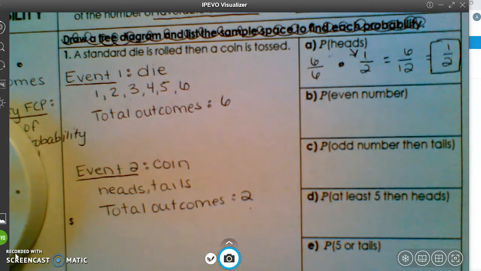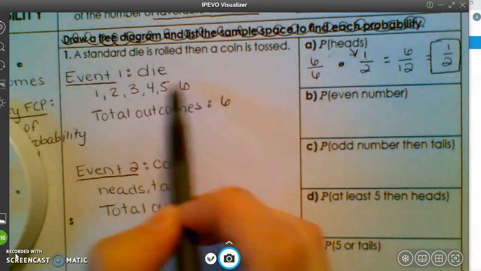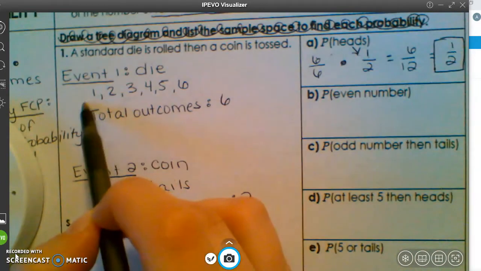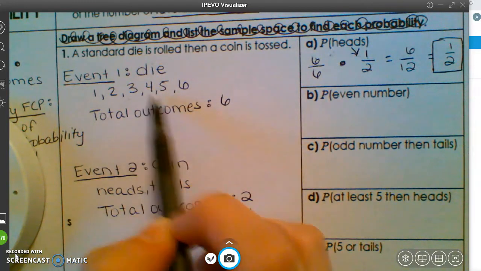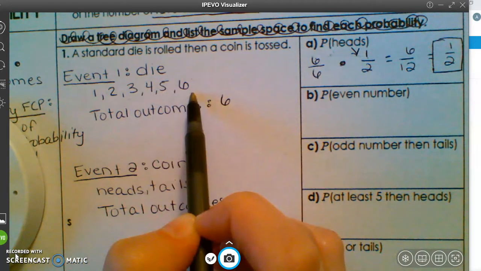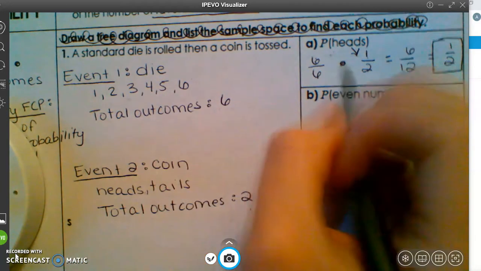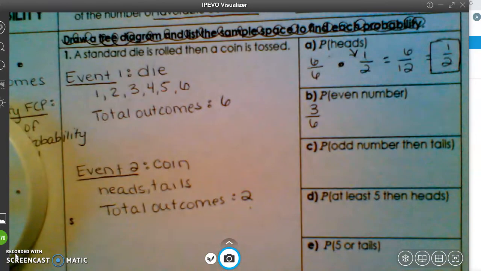Okay. Now look at B. It says probability of an even number. So that means when we roll that dice, we want an even number. Well, how many of them are even out of our total outcomes? Well, 2 is even, 4 is even, and 6 is even. So there are 1, 2, 3 favorables out of a total of 6. Here's a little hint, you don't have to simplify these until after you multiply.